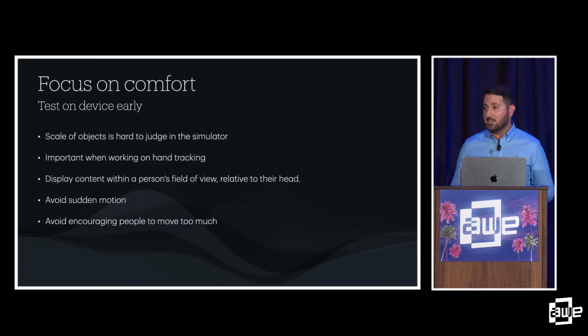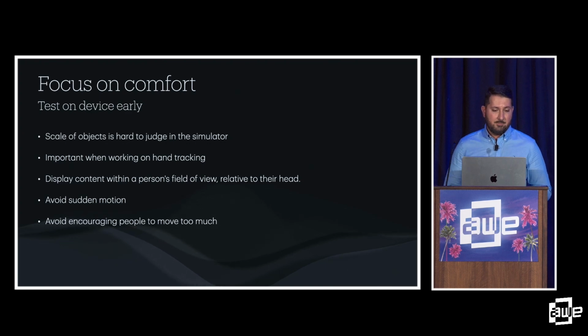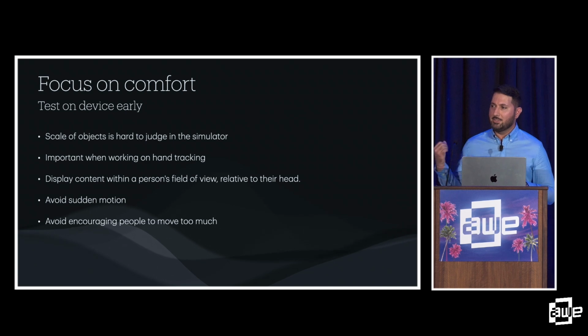but on device it's very different, right? You don't really know exactly how close you're standing to it, how it's scaling as you walk towards it and away from it. Also, you can't really do hand tracking in the simulator, so if you have anything around that, you need the device. And even just the sense of field of view is hard to gauge, because if you have multiple windows in your application, you want to place them so people can see them. You don't want it to be behind them and they don't know what's going on.